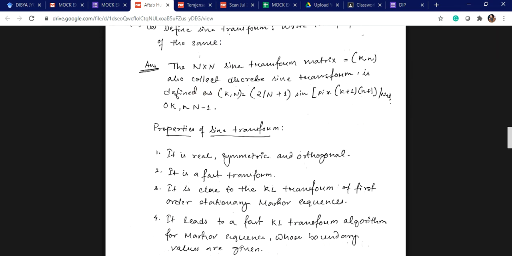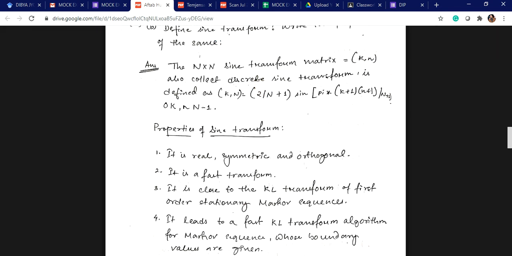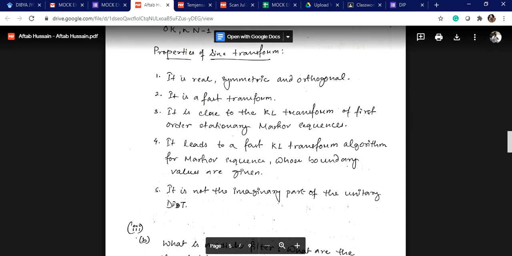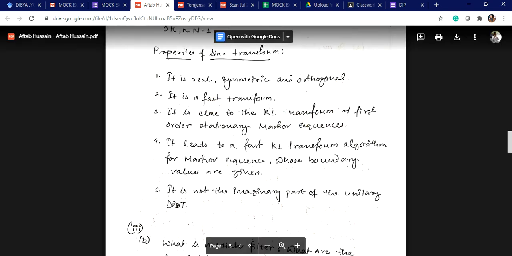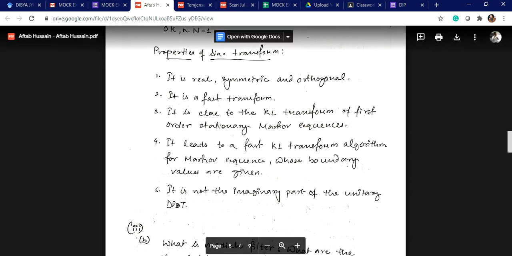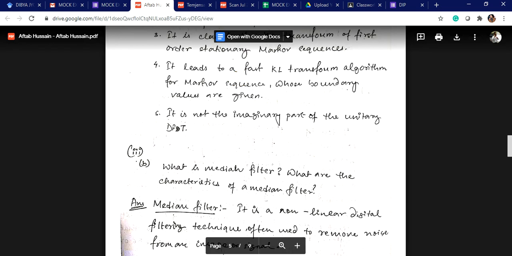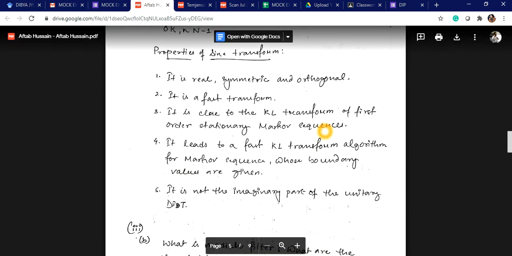The n cross n sine transform matrix, also called the discrete sine transformation, is defined as the square root of 2 divided by n plus 1 times sine. Okay, this is correct. Then the properties: real, symmetric, orthogonal. Okay, it has fast transforms. It is close to the KL transform of first order stationary Markov sequences actually. Then it is not the imaginary part of the unitary transform. Okay, these are almost correct.